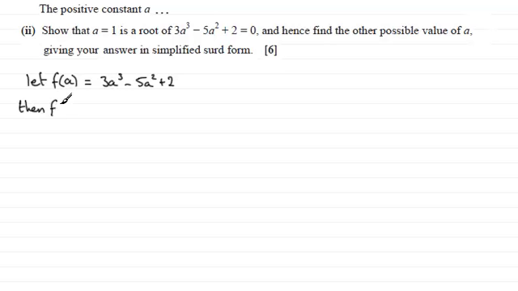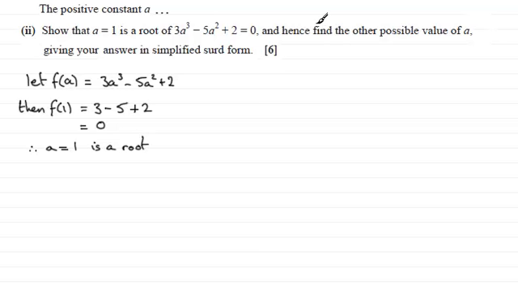I'll say then f of 1 will equal 3 times 1 cubed. First of all, 1 cubed is 1, 3 times 1 is 3. Then we've got minus 5 times 1 squared. Well, 1 squared is 1, times it by 5, you get 5, and then plus 2. And what does this come to? Well, 3 minus 5 is minus 2, add 2, that's 0, so that's good. So, therefore, a equals 1 is a root. So that answers that first part.